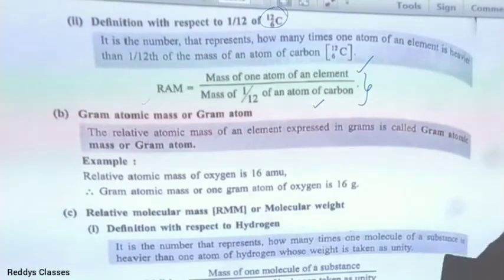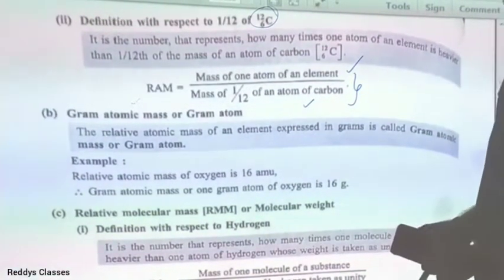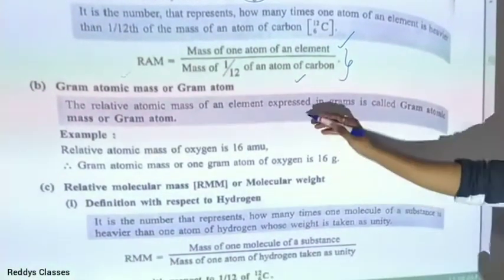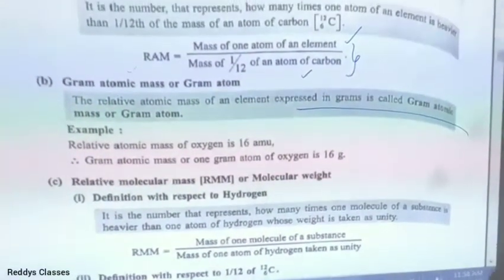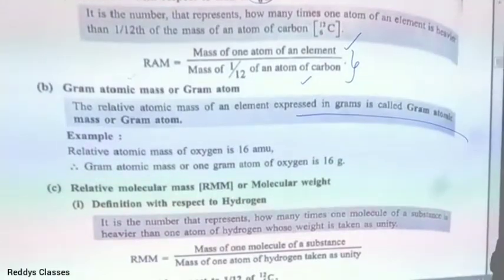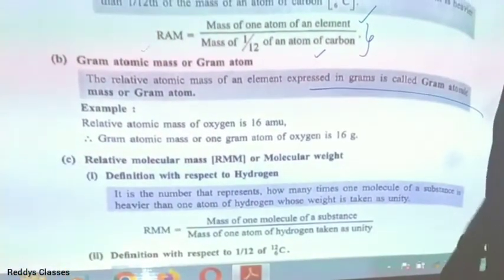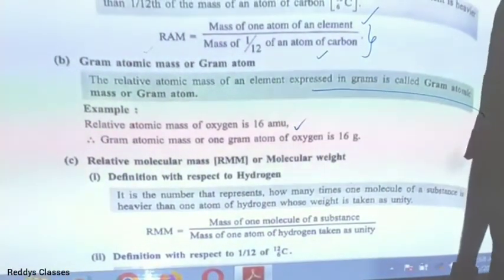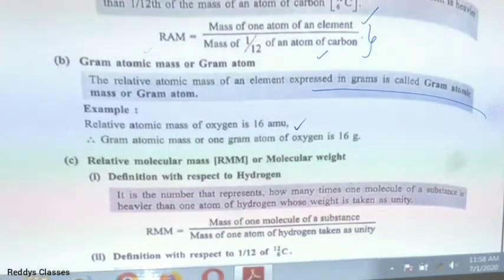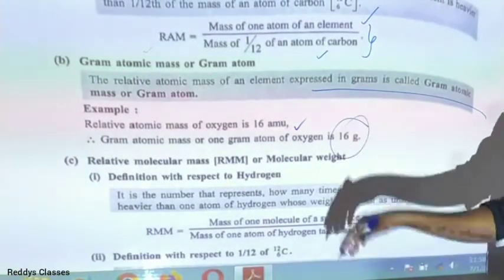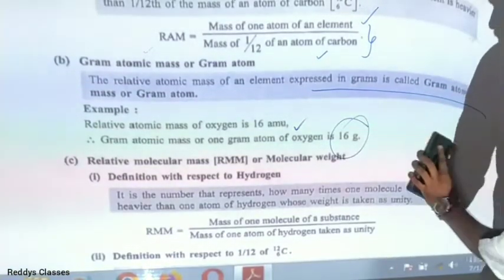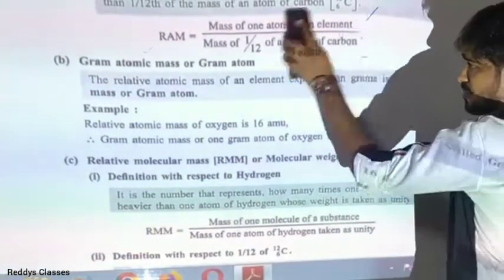Okay, the B part is gram atomic mass or gram atom. The relative atomic mass of an element expressed in grams is known as gram atomic mass or gram atom. We have an example here: the relative atomic mass of oxygen is 16 atomic mass units. So the gram atomic mass, or 1 gram atom, of oxygen is 16 grams. Directly we can solve it, we know the values.